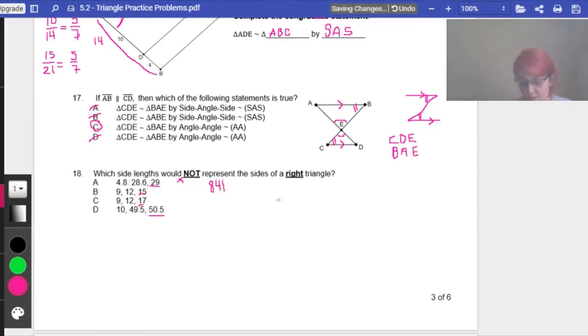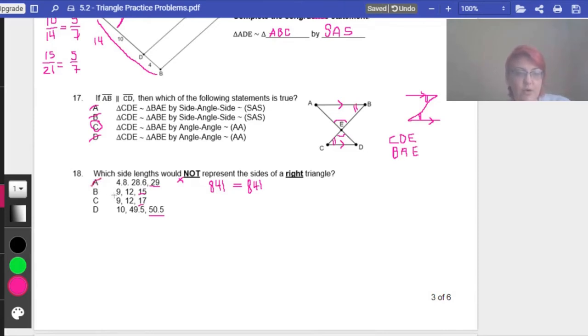Now I'm going to do C squared. I get 841. Now those are equal. So A is a right triangle, but I am not looking for one. I'm looking for something that's not a right triangle. So A is not my answer.